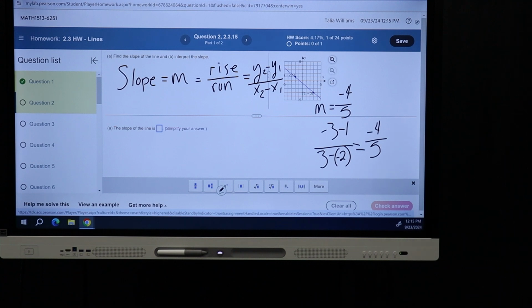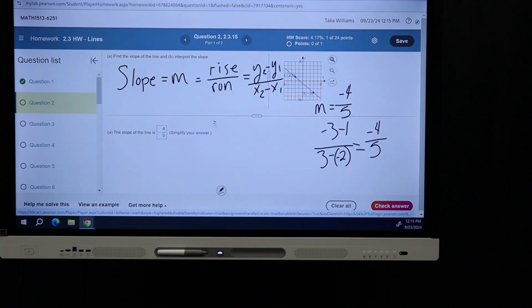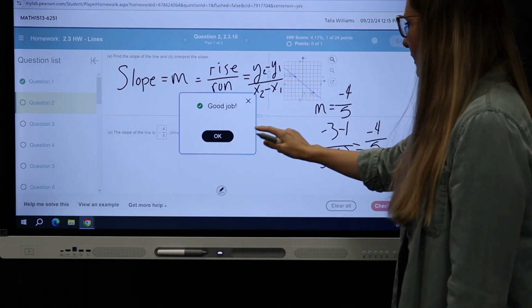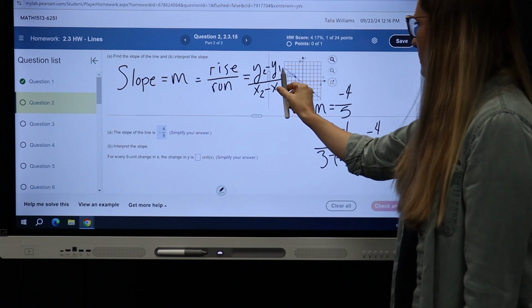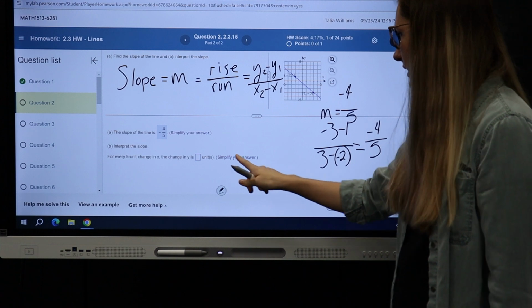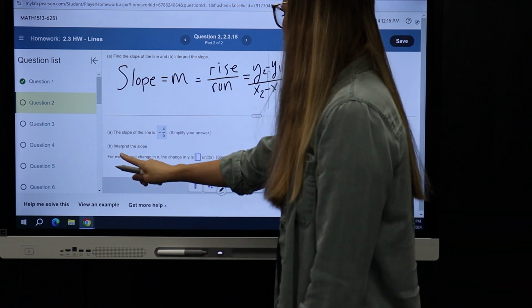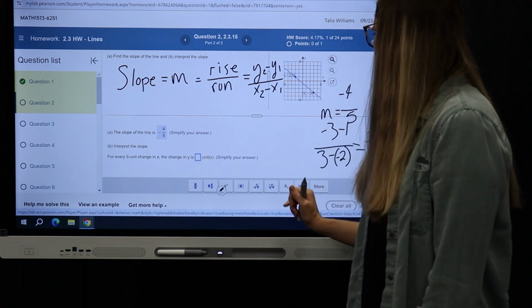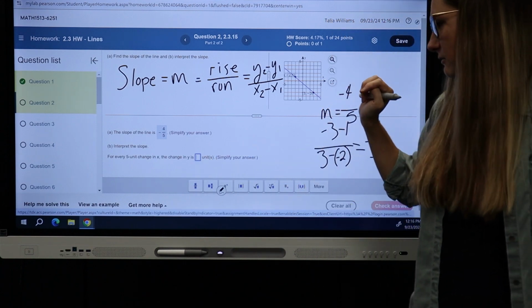And when you're looking at slope like that, I always look at my graph left to right. Like you're reading a book, you always go left to right. So if I was to put my pencil on this left to right, I'd go down. The other graph, or the next one, we'll see. For every 5-unit change in x, the change in y is, since this one went down, we need to put negative 4.